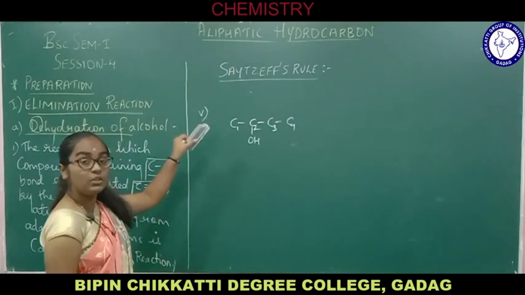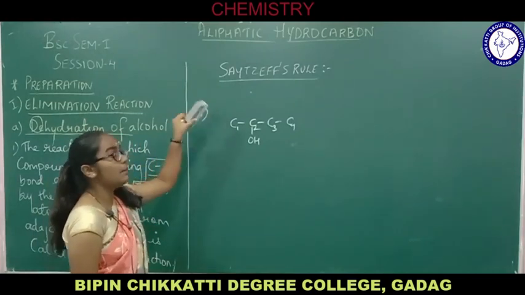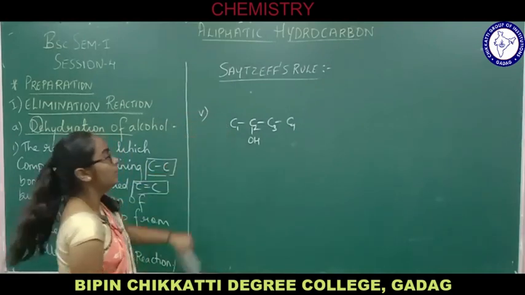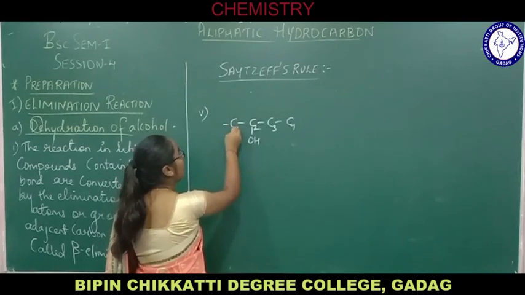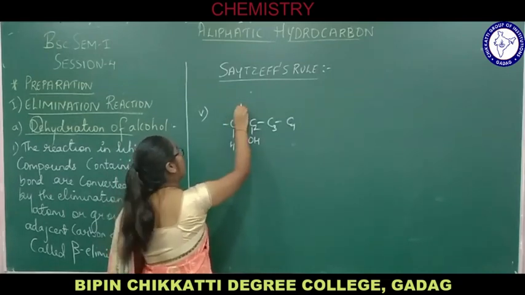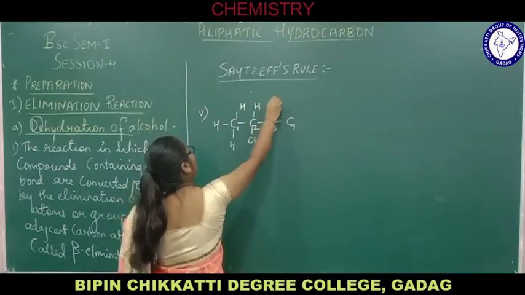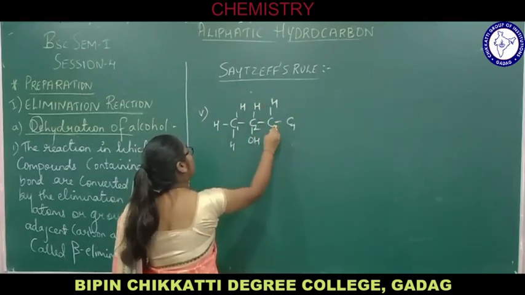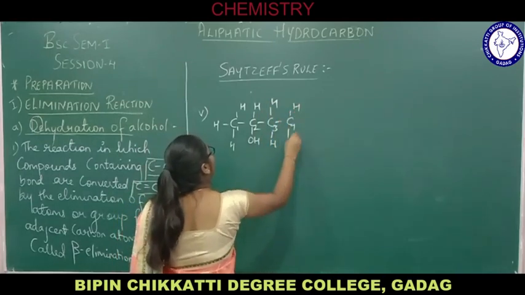So this Saytzeff rule is applicable in dehydration of alcohol, right? So how this is applicable, that we are understanding here. At the second carbon atom the alcohol group is present, then the remaining carbon atoms will get balanced by binding with the number of hydrogen atoms. So carbon number 3 will have 2 hydrogen, carbon number 4 will have 3 hydrogen.